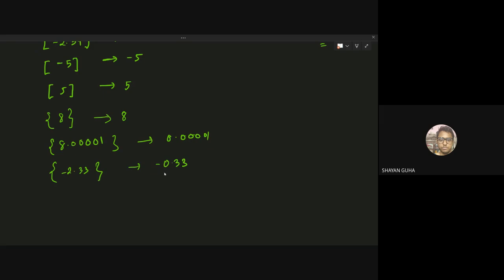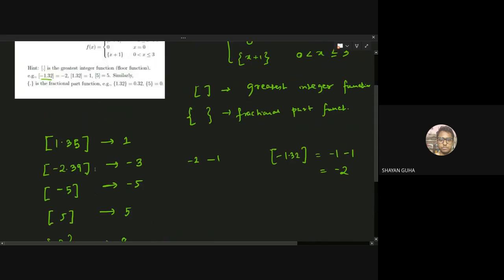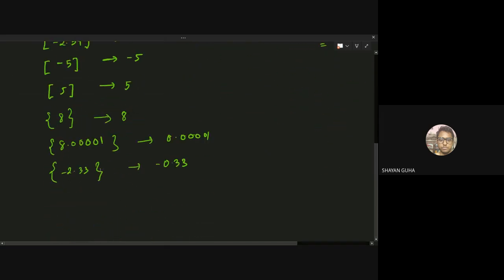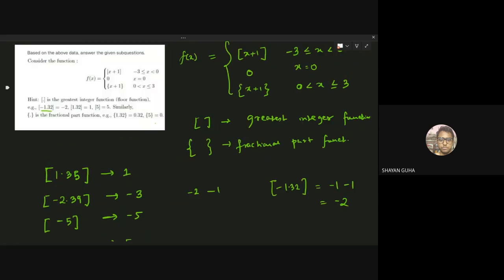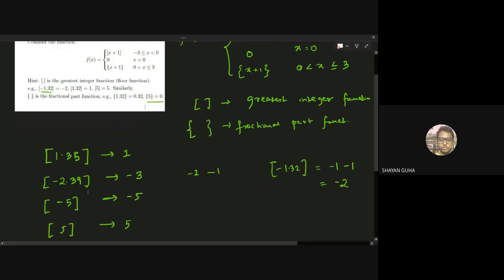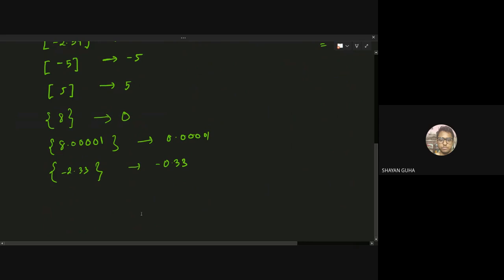Tell me if there is any kind of doubt. These particular things are given as a hint. Sorry, I made a mistake. If it's an integer value, it gives 0. Okay, here, see, if it takes an integer, the fractional part will be 0. Other than that, it will return the fractional part. Tell me if up to this point it's clear or not. Okay.